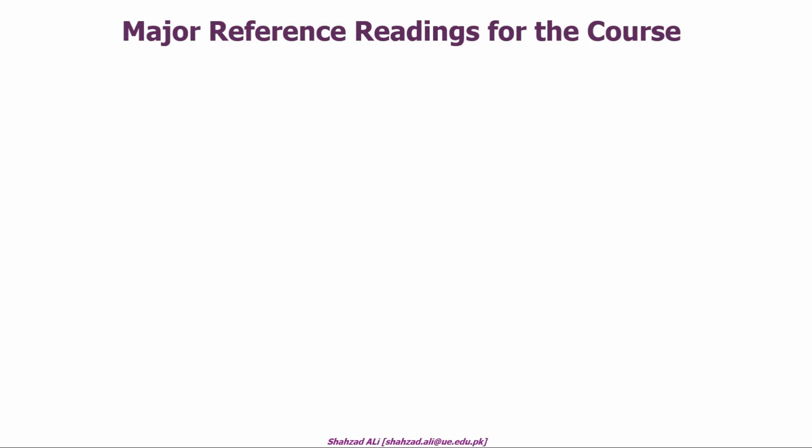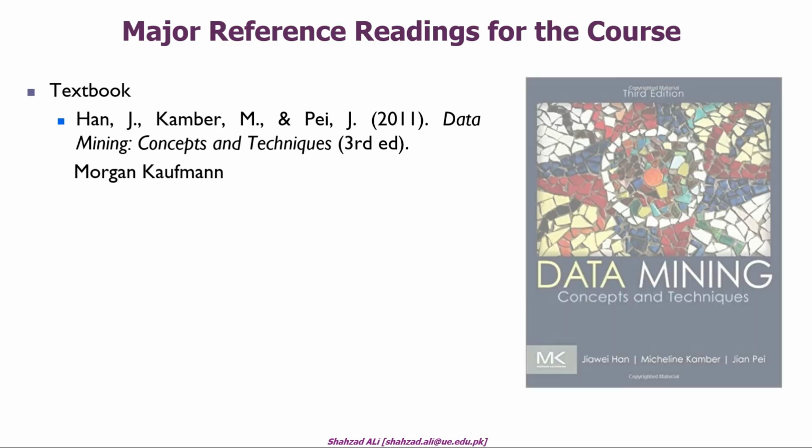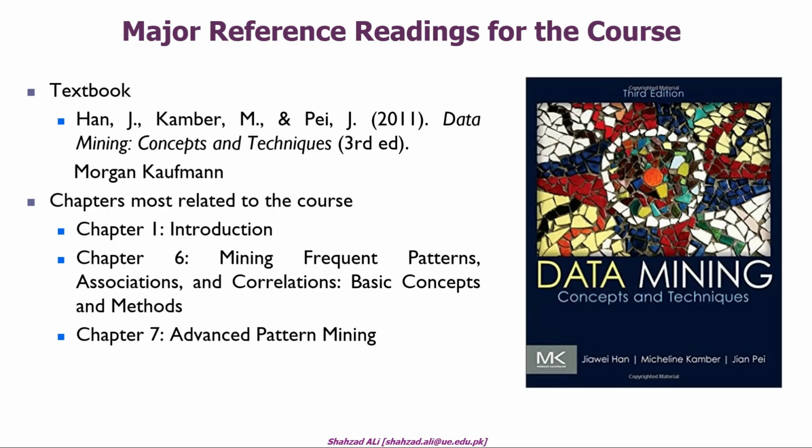There are several major reference readings for this section of this course. We have a textbook written by Jiawei Han, titled Data Mining: Concepts and Techniques. We will follow the third edition of this book, which was published in 2011 by Morgan Kaufmann. The following 3 chapters are mostly related to this topic. Chapter 1, the introduction. Chapter 6, mining frequent patterns, associations, and correlations, which contains the basic concepts and methods related to association rule mining, and Chapter 7, which covers advanced pattern mining methods.